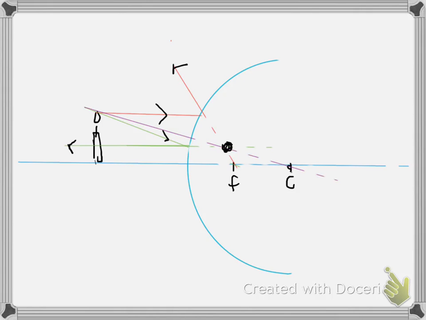So, is it virtual? Yeah, it's behind the mirror. Is it upright? Yes. Is it reduced? Yes. Everything that our calculations claimed it was. So, this would be considered a successful drawing. And you'll have more opportunities to practice on that stuff.